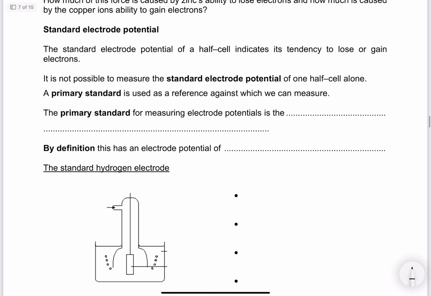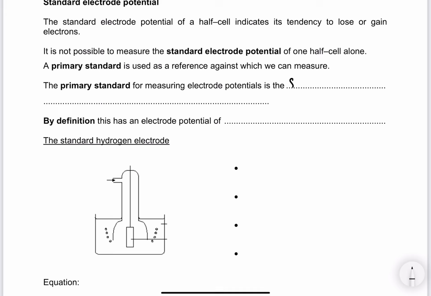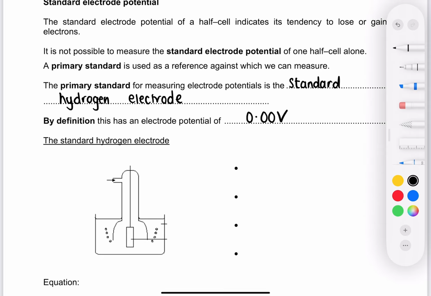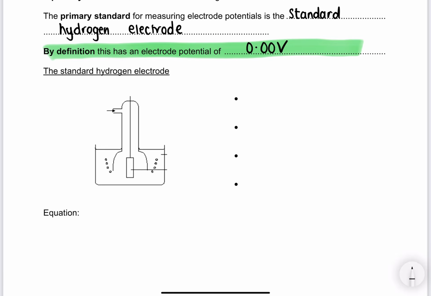Okay, so we can't measure one half cell on its own, so we have to make a primary standard, and we call that primary standard the standard hydrogen electrode. By definition, if you're asked why the voltage is 0.00 volts, it's because we just decided it is. By definition, it's 0.00 volts. So that's the answer. Why is it 0? Because by definition it is. So what does the standard hydrogen electrode look like?